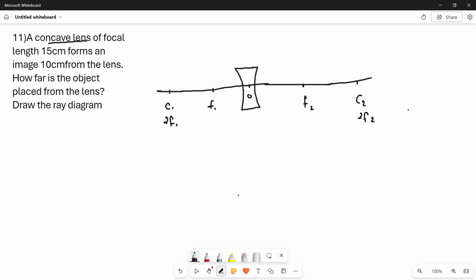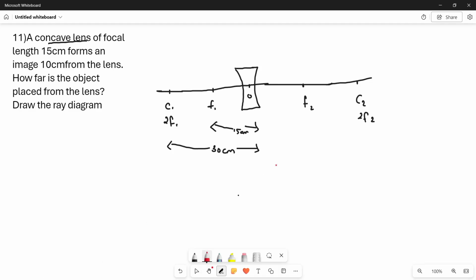All right. Now what is given in the question? Concave lens of focal length 15 centimeter. So OF1 is 15 centimeter. Distance OF1 is 15 centimeter. So what will be 2F1? Yes, it is 30 centimeter. The center of curvature is 30 centimeter. Forms an image 10 centimeter from the lens.